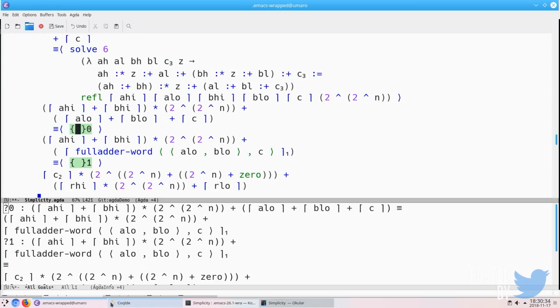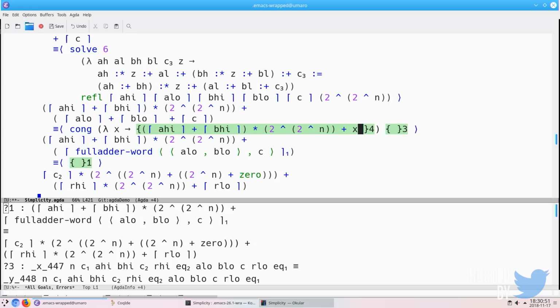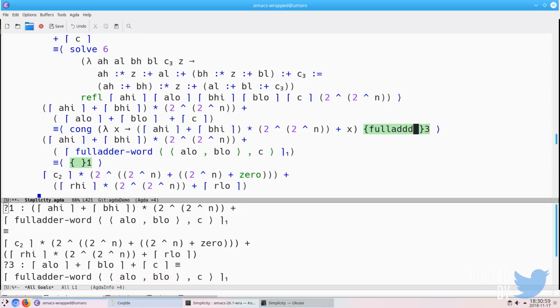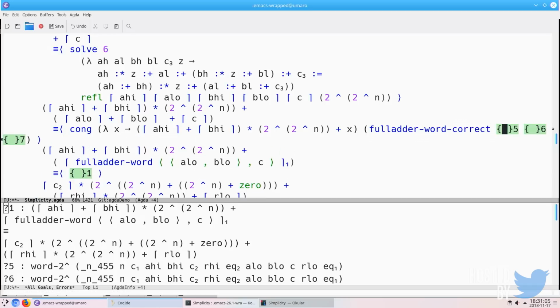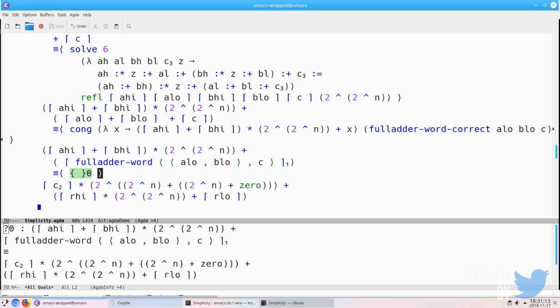Okay, so how do we prove that? Well, we need to use this conjugation to focus on some sub-expression that we want to prove. And so what we do is we use lambda expressions to define which part of the equation we're going to rewrite in. And it's going to be here. And what we're going to do is we're going to recursively call full adder word correct. And we pass in a low, b low, and c. See, that's fine.